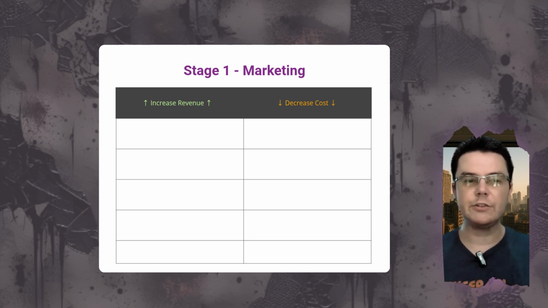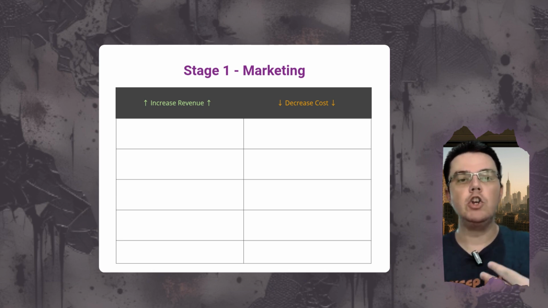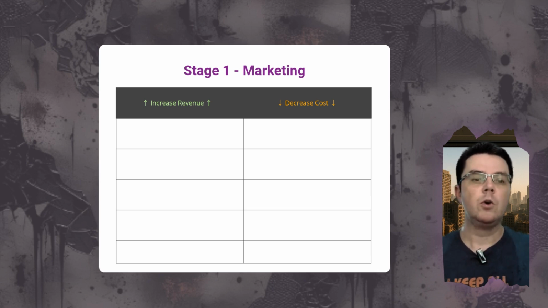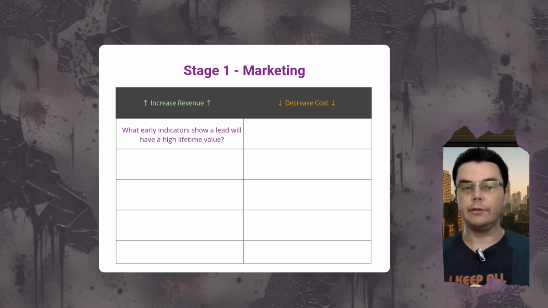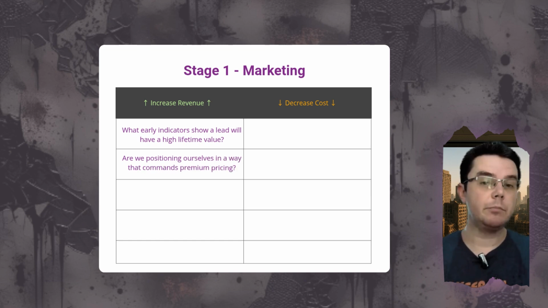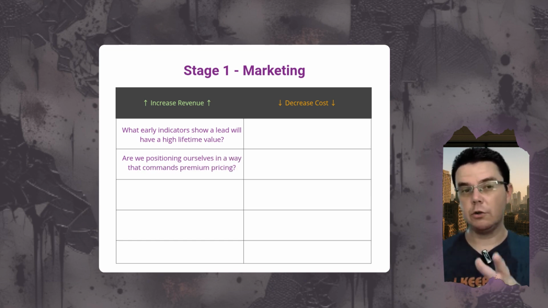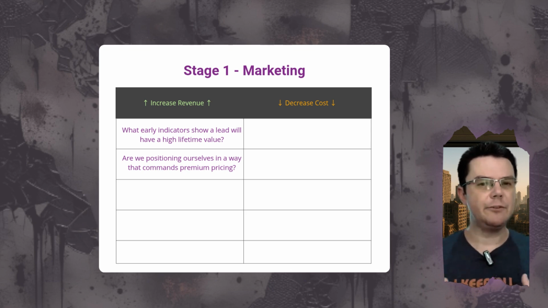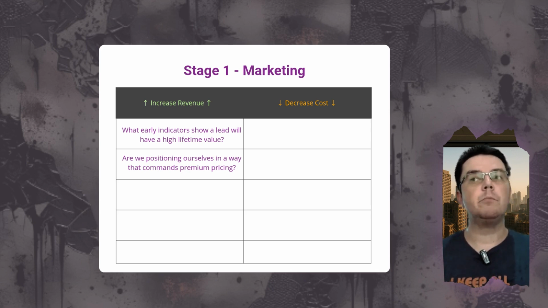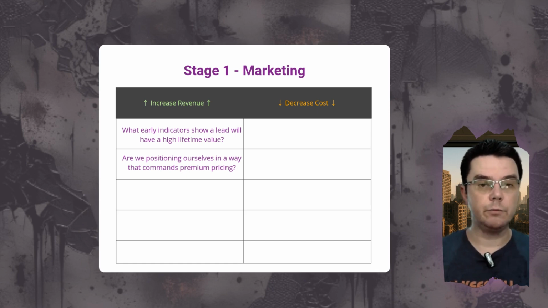We just write down questions that might help ways to increase revenue. Here are some examples maybe. What early indicators show a lead will have a high lifetime value? Or another example, are we positioning ourselves in a way that commands premium pricing? As you can see, those two are tailored toward increasing revenue. They each have a different outcome, but they're both tied to a way to increase revenue for the organization.